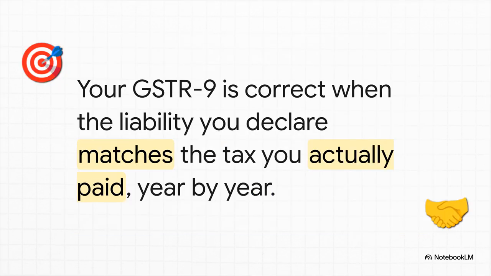So, what does a perfect GSTR-9 even look like? It's simple, really. It's when the total tax liability you declare across tables 4 and 10 perfectly matches the total tax you actually paid for that year, no matter when you paid it. That right there is the definition of success.